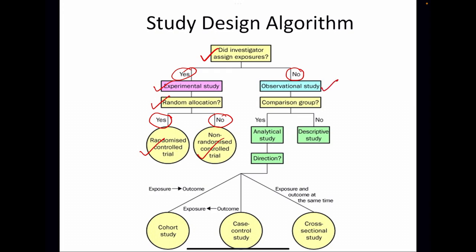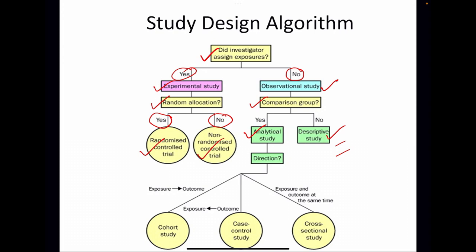On the other hand, if the investigator does not assign any intervention or exposure, then it is called a simple observational study, under which the second question is: if you have a comparison group, then it is called an analytical study. If you don't have a comparison group, then it is called a descriptive study. All your case series and case studies come under this descriptive study.